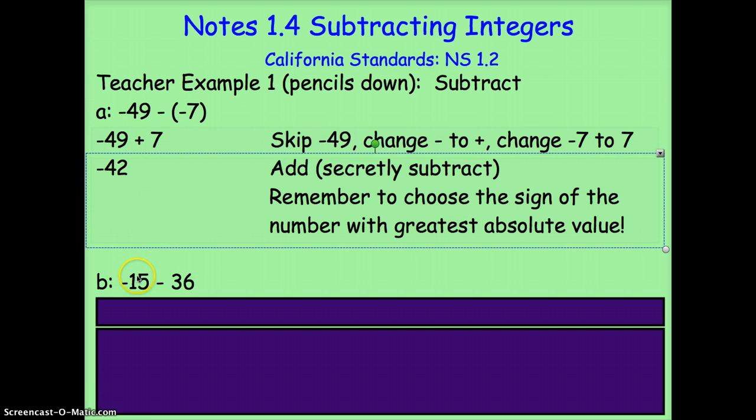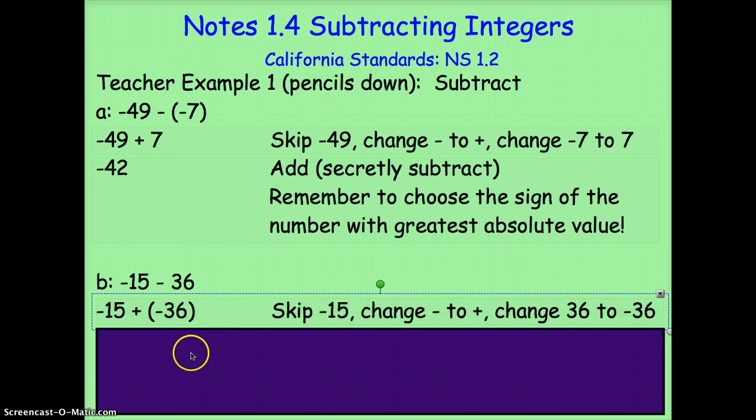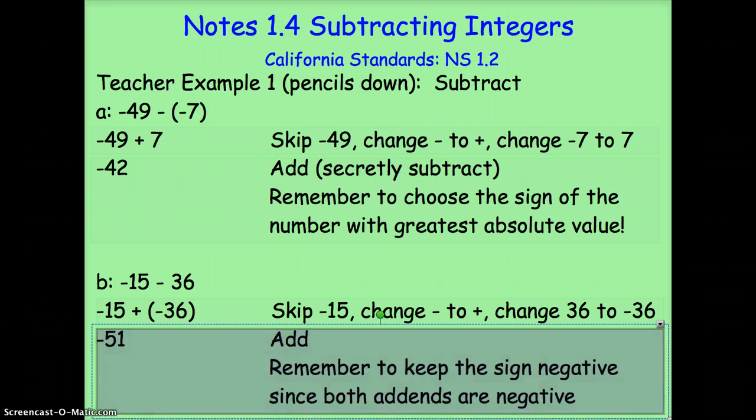Problem B, negative 15 minus 36 is going to change to negative 15 plus negative 36. Now we're adding two negatives, so our answer simply becomes more negative. Negative 51.